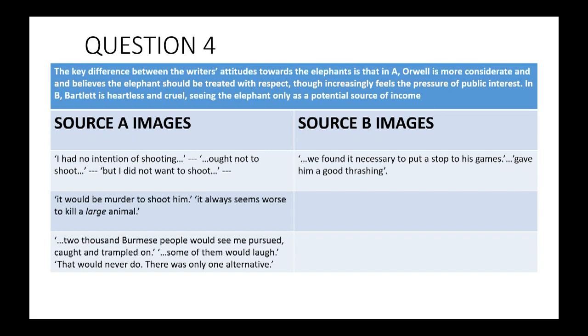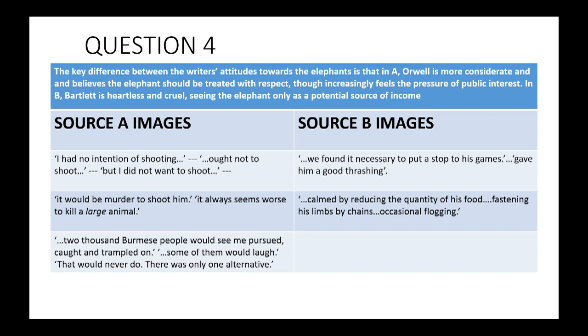And then for source B, I've got different attitudes. So whereas Orwell doesn't want to shoot the elephant and says so, in B, Bartlett says he found it necessary to put a stop to his games, gave him a good thrashing. Language of corporal punishment, language that feels archaic and anti-welfare, and "good thrashing" for me also seems like language that's outdated, and so on.